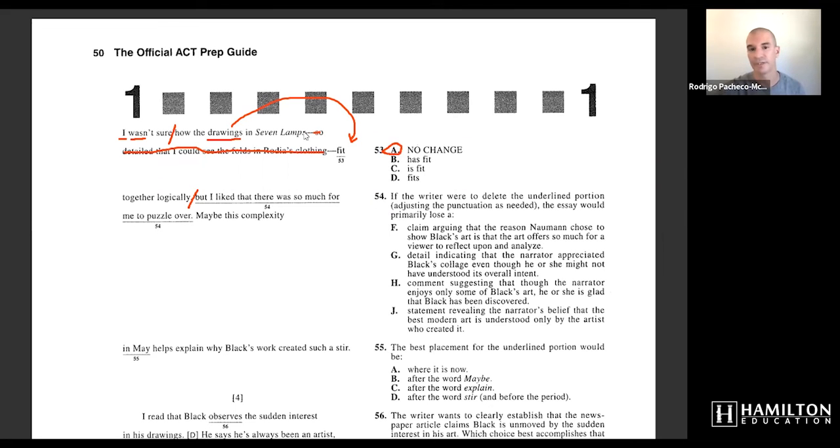We know that there's an issue with B. "The drawings in Seven Lamps has fit." There's an agreement issue. We can eliminate B. There's also an agreement issue with C, "how the drawings is fit," and an agreement issue with D as well, "how the drawings fits." The only grammatically correct answer choice here is A, no change.